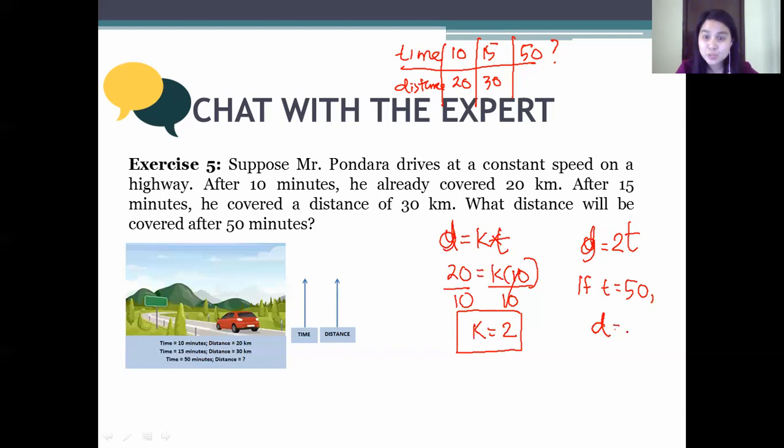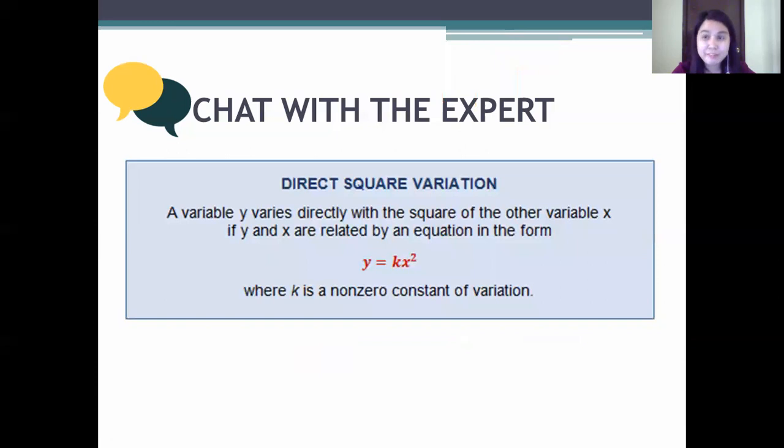D equals 2 times 50. So d equals 100 kilometers. As easy as that. But sometimes we have what we call direct square variation. What's a direct square variation? Y varies as the square of x.